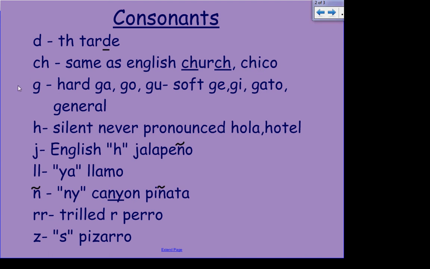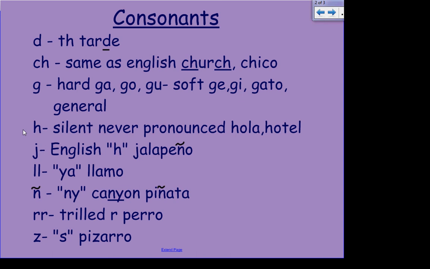This next letter is called ge. Ge has two different sounds in Spanish. If it's followed by a, o, or u, it sounds like ga, go, gu. If it's followed by e or i, it makes a soft sound like he or hi. So here's two examples in Spanish. Gato and general.